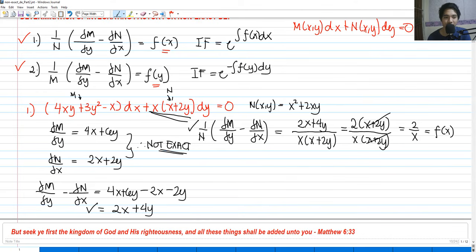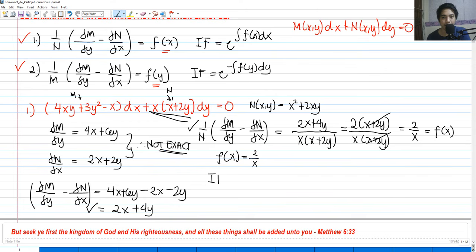So my suggestion is first, perform the partial of m with respect to y minus partial of n with respect to x and see the difference before you decide what you are going to choose. Is it m or n? So our f of x therefore is equal to 2 all over x.